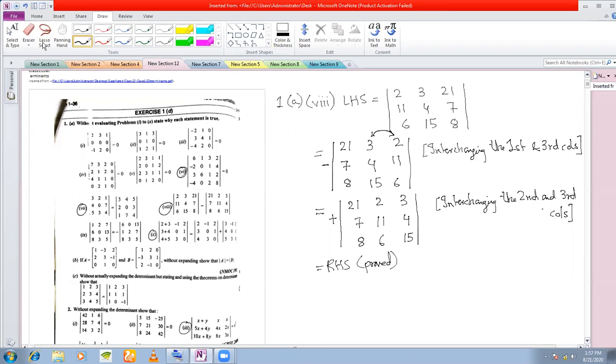So let us look at the next one. If you do these problems, the properties are going to become clearer.